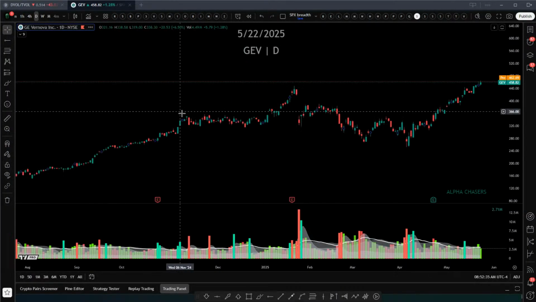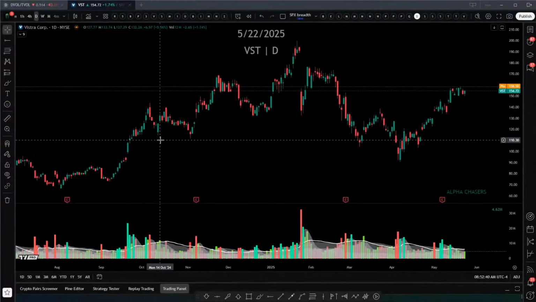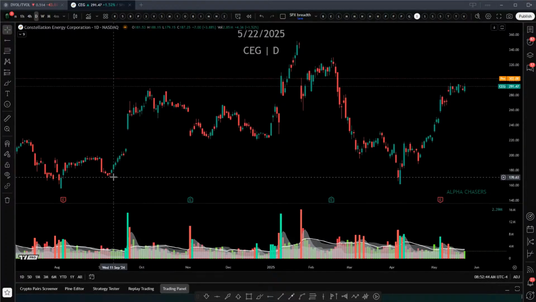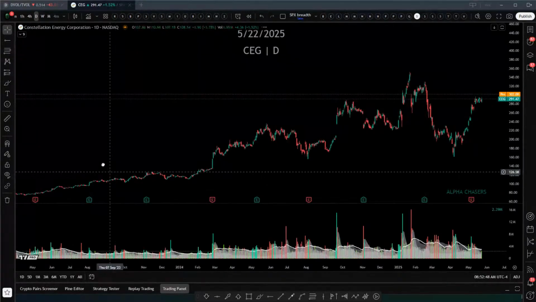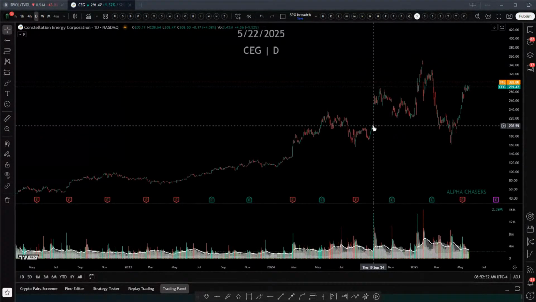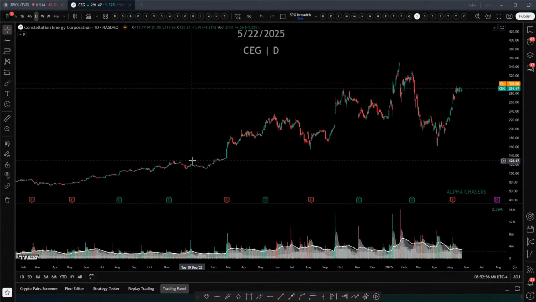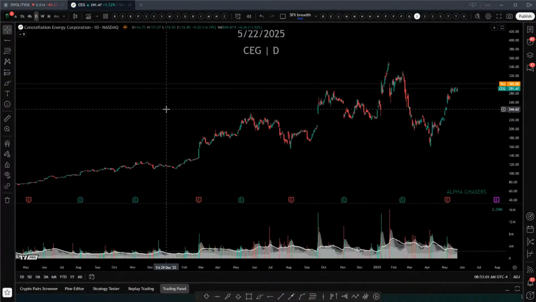I think GEV is going to be a monster. I think VST is going to be a monster. I think CEG is going to be a monster. Actually, CEG started this whole thing. You'll remember, I believe it was, when was it? Was it back here they did it? I have to go back and take a look. Or was it here they did it, where they took 3 Mile Island and renamed it? It's no longer 3 Mile Island. It's the Kramer Clean Energy Facility.